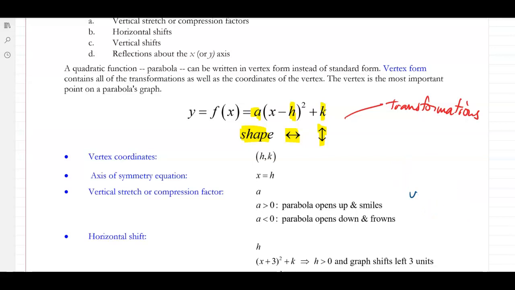However, if the value of a is between 1 and 0, and if we want to account for negative a values where there would be a reflection about the x-axis, we'd say the absolute value of a is between 0 and 1. This will cause a vertical compression, and that's when the graph gets flatter, when it grows slower, when the arms get pushed out. That pushes the arms out.